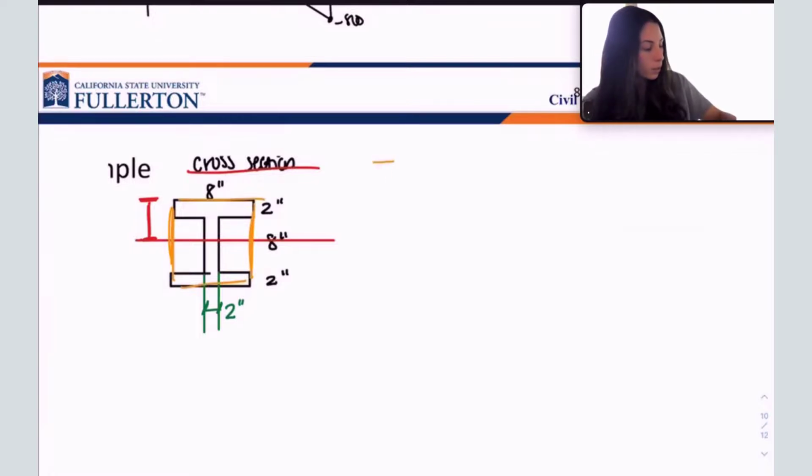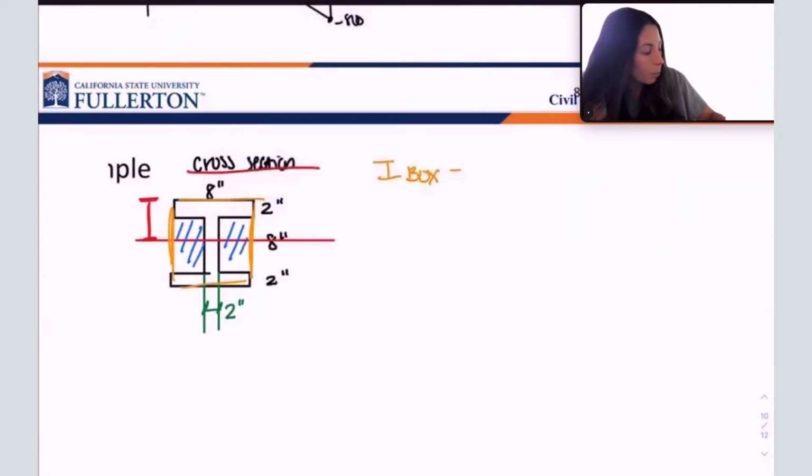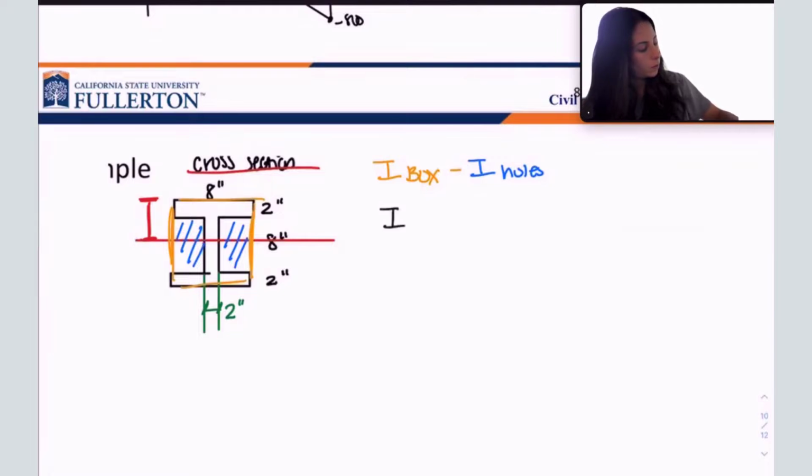whole box minus the moment of inertia of these little inner portions. I'm going to call them the holes, or the cutouts. So what is the moment of inertia for a rectangle? 1 over 12 BH cubed.